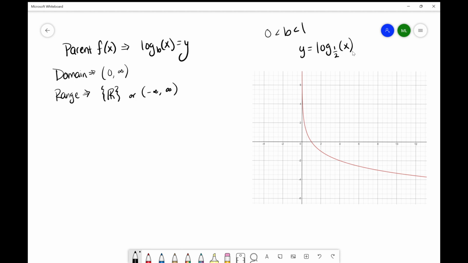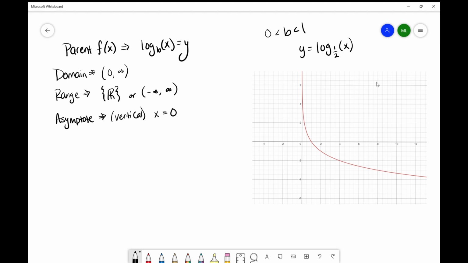Again, our asymptote is the same as the log base 10 one when b was greater than 1. We still have a vertical asymptote. On the graph on the right, it never quite touches our y-axis, when x is equal to 0. So that's our vertical asymptote, when x is equal to 0.